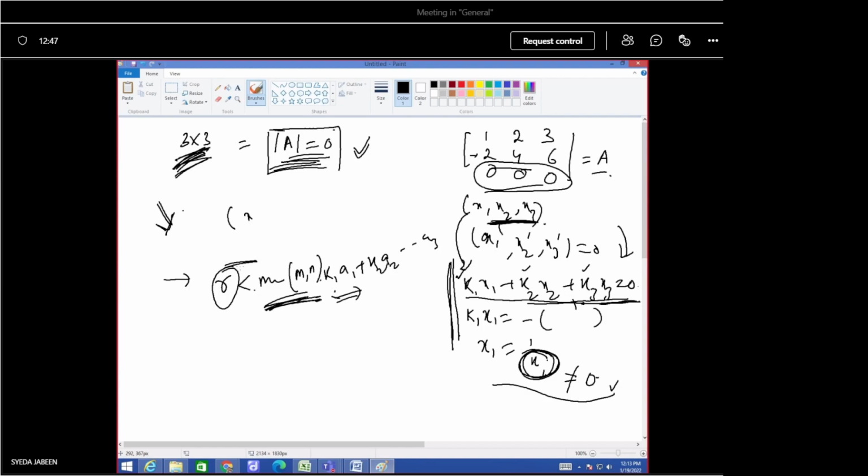Can you explain once again? Which part? Actually, there was a problem with my network connection. Okay, I didn't get it.